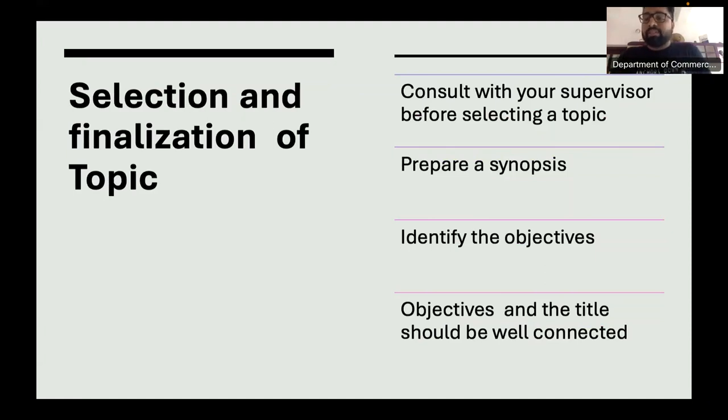The synopsis covers the objectives and the statement of the problem, etc. Okay, so this is also very important with regard to the consultation with the supervisor for finalizing the topic after checking the feasibility investigation.